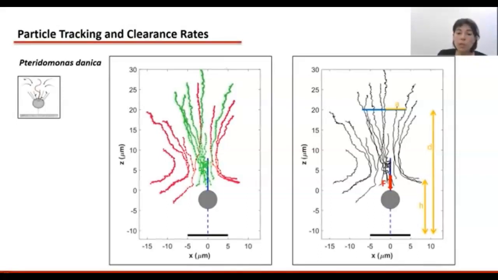The organism is represented by a simple point force of magnitude F that is located at a height h from the surface. And this model also includes 2 parameters from the clearance disk: A, the radius of the clearance disk, and D, the height of this clearance disk from the surface.